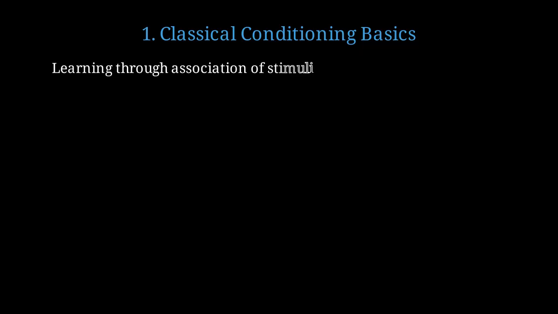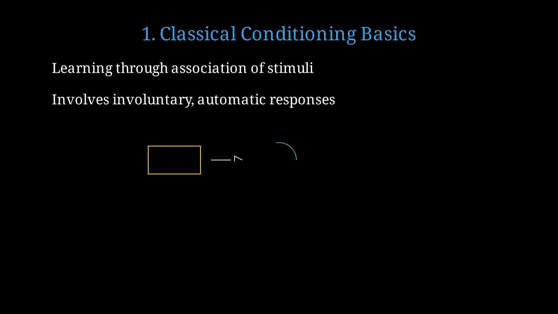Classical conditioning is learning through the association of two stimuli that occur together. It involves involuntary and automatic responses that happen without conscious thought. In classical conditioning, a stimulus triggers an automatic brain response, leading to an involuntary behavior.